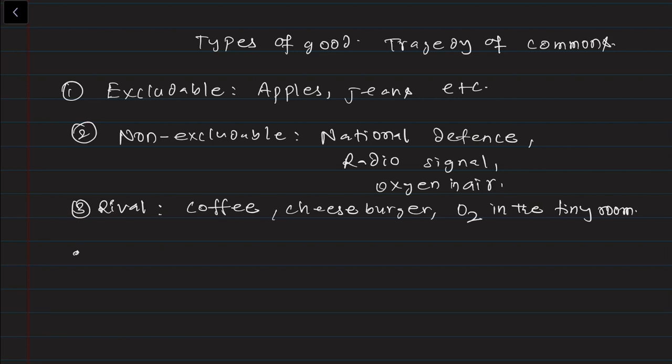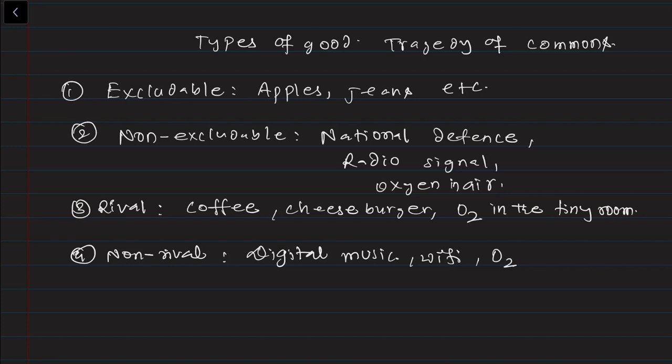The other type of good is non-rival, which is again the opposite of rival. For example, digital music. When one person uses the digital music, it does not reduce the ability of another person to use the same digital music, because multiple people can copy the music. Then Wi-Fi: unless it reaches the maximum capacity, everyone can use the public Wi-Fi. Then oxygen gas in the open air. So these are a few examples of non-rival goods.